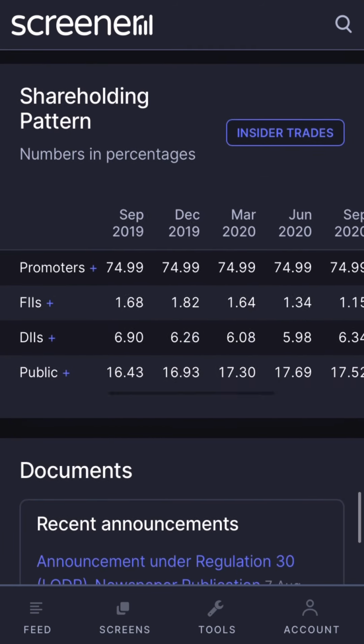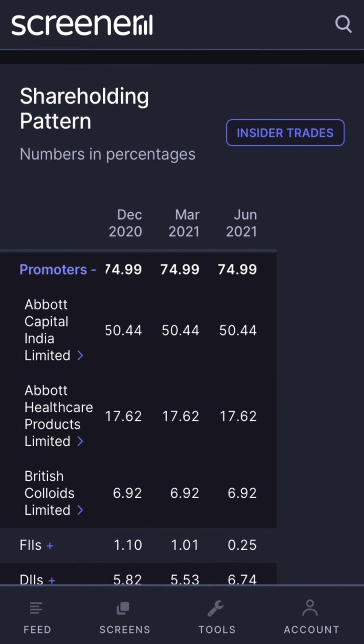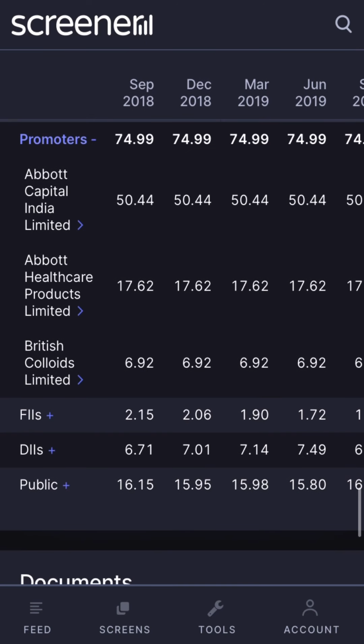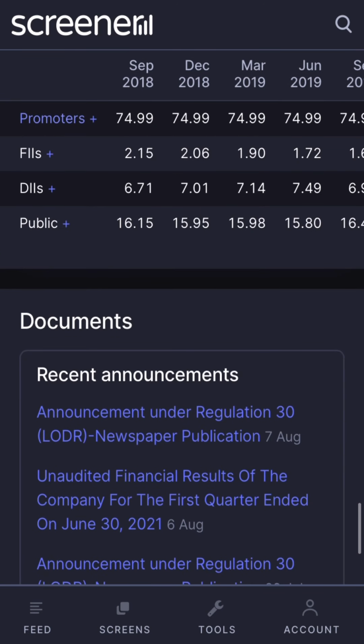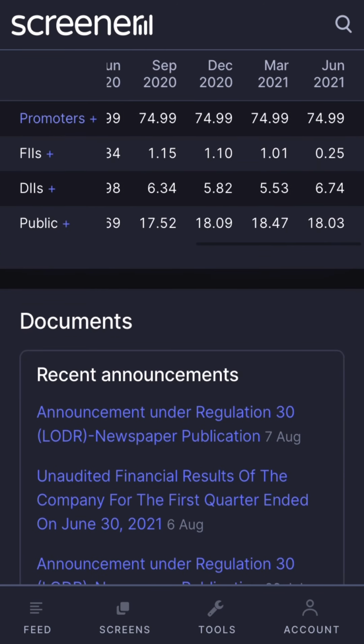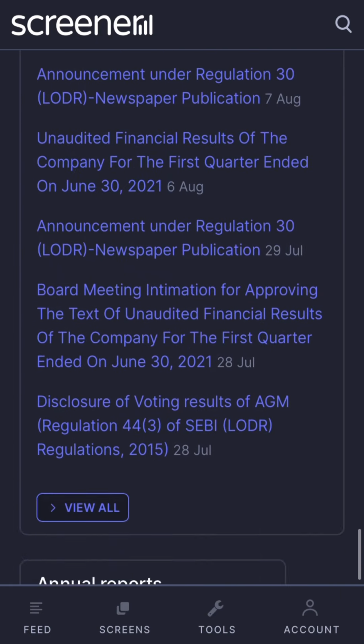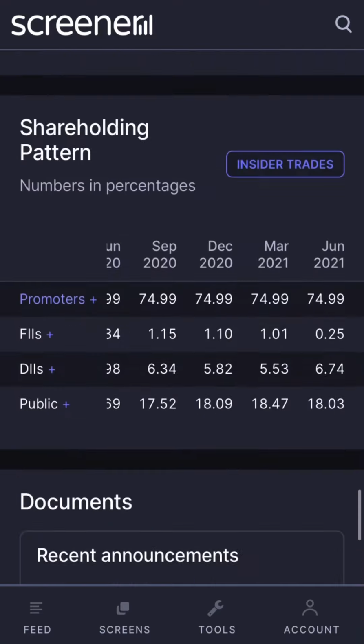Promoter holding is intact at 74.99, not losing a single percent. A multinational company, Abbott India Healthcare, what a company. You can see FII reduced their stake, no problem at all. DII increased their stake, because there is a contradiction. Public holding is increasing, 18.92, 18.47 to 18.3, a very, very good sign. For the latest announcements, you can see the financial annual report and transcript.